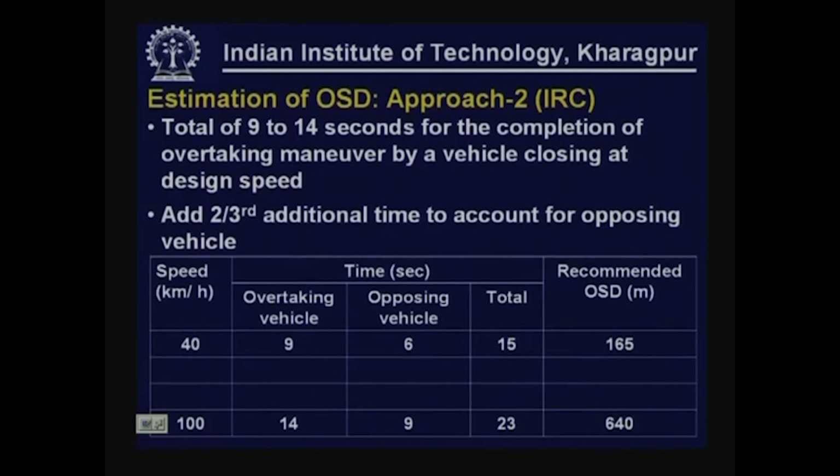So, in case of 40 km per hour speed, say it is 15 seconds. So, what is the distance if the speed is 40 km per hour and time is 15 seconds? That is what is the recommended value. Only thing, the values are rounded.